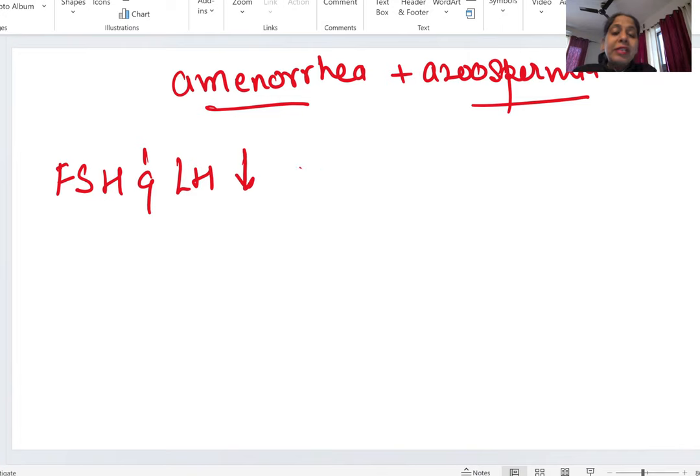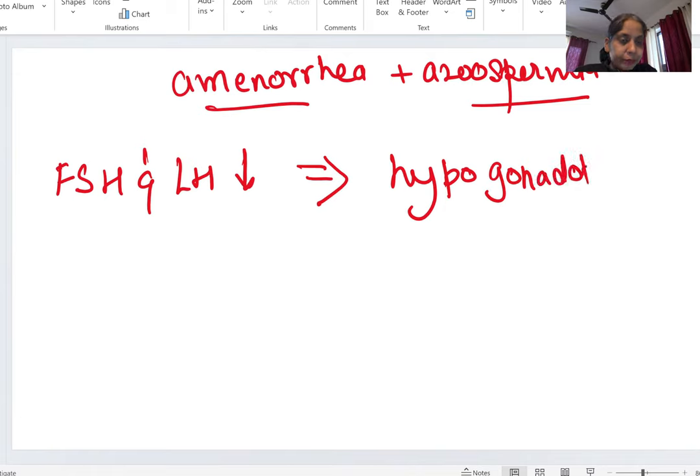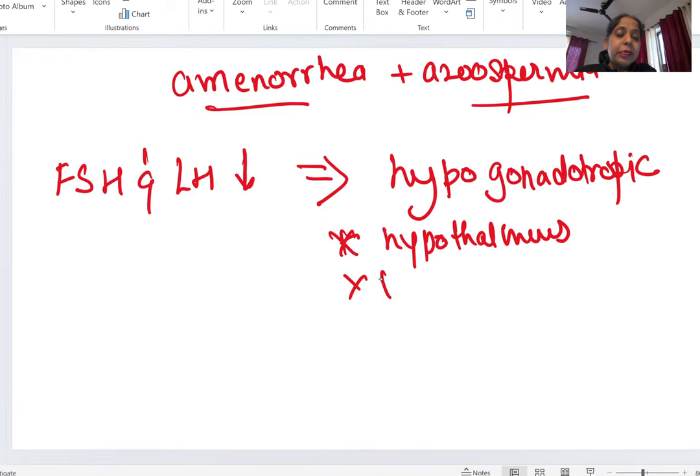So if FSH and LH are decreased, it means it is hypogonadotropic. It means the fault is at the level of the hypothalamus and pituitary. Dr. Rachna, have you got this? Please write down in the chat box. The fault is at the level of the hypothalamus and pituitary.